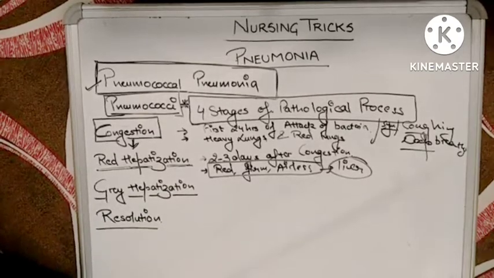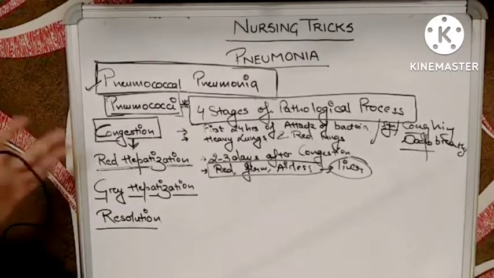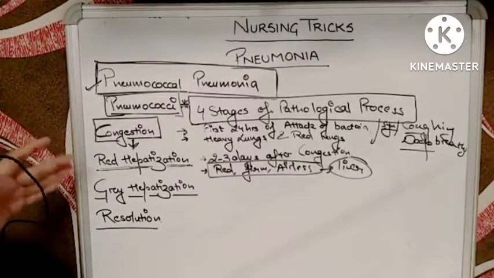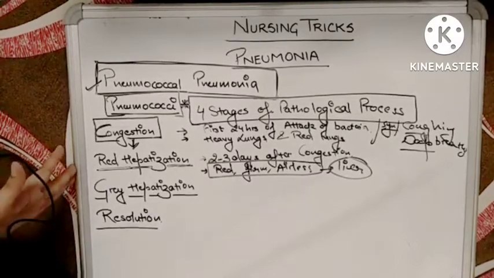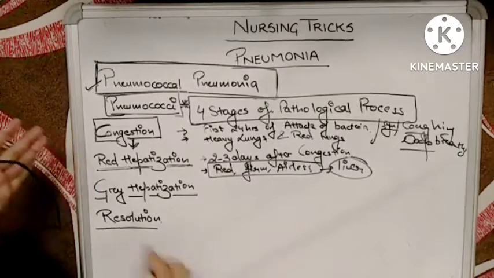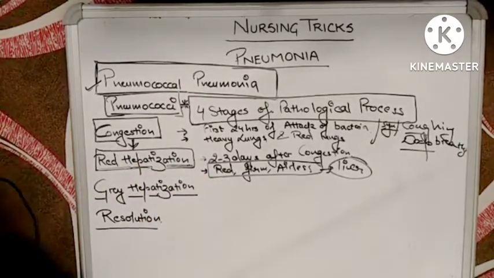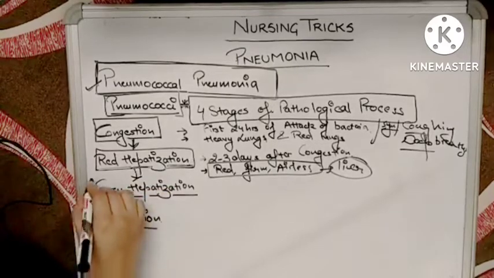So if a question asks in which particular pathological process erythrocytes and neutrophils are seen in the alveoli, the answer is the red hepatization stage. Clear till here? Next is the gray hepatization.